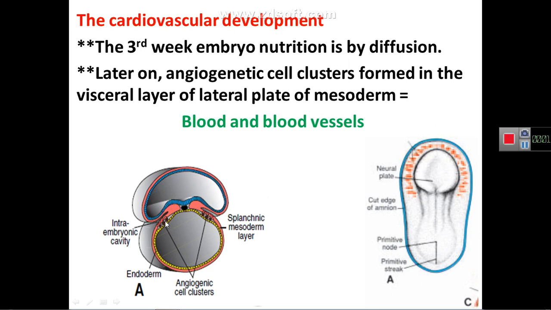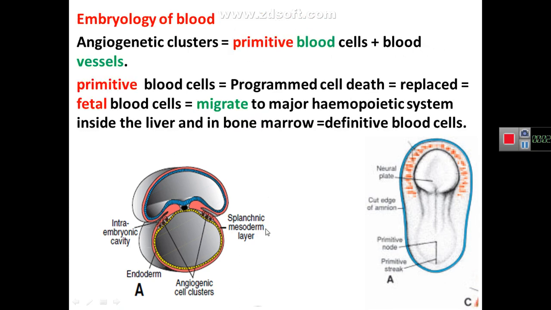These angiogenetic clusters of cells will form blood cells and blood vessels, and surely the blood cells will be inside the blood vessels. So the first step in cardiovascular development is the formation of angiogenetic cell clusters from this visceral layer of lateral plate of mesoderm, which form blood cells inside blood vessels.